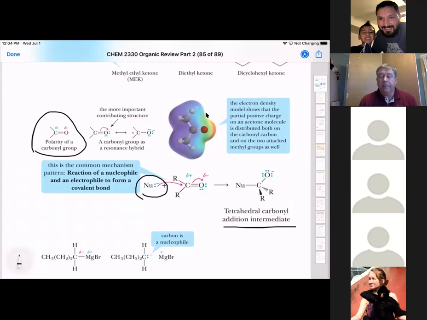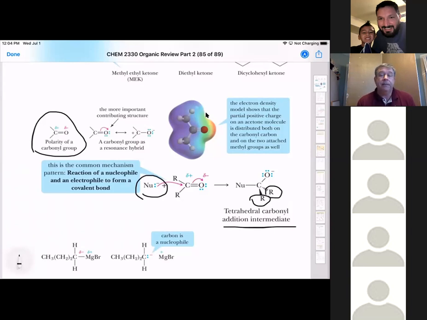Now, if you have a good leaving group over here, you can regain that carbonyl. And we see that in the carboxylic acids. But the rest of the time, we're actually going to create a new tetrahedral center. And so we end up with alcohols and other products when we react things with that.